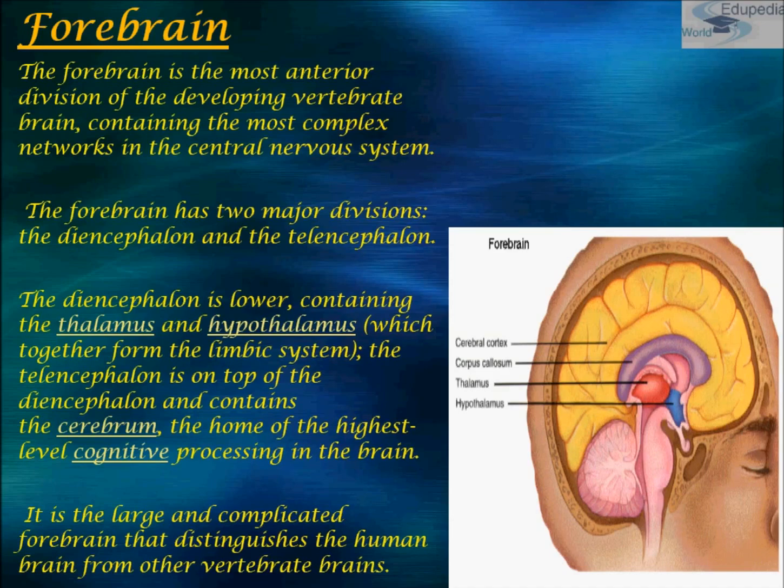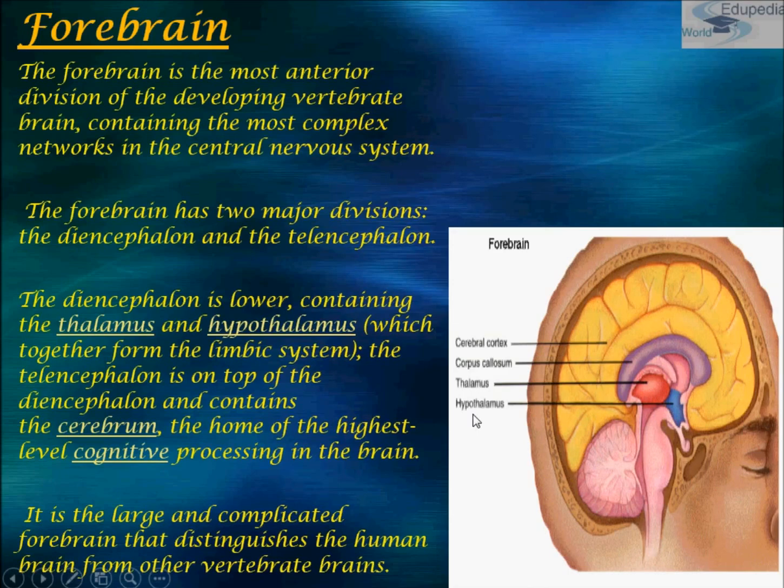The forebrain, as I have told you, is composed of limbic system, thalamus, hypothalamus and cerebral cortex. So forebrain has two major divisions: diencephalon and telencephalon. The diencephalon is lower and it contains the thalamus and hypothalamus, which together form the limbic system. So together the thalamus and hypothalamus make the diencephalon. That means thalamus plus hypothalamus is known as limbic system.